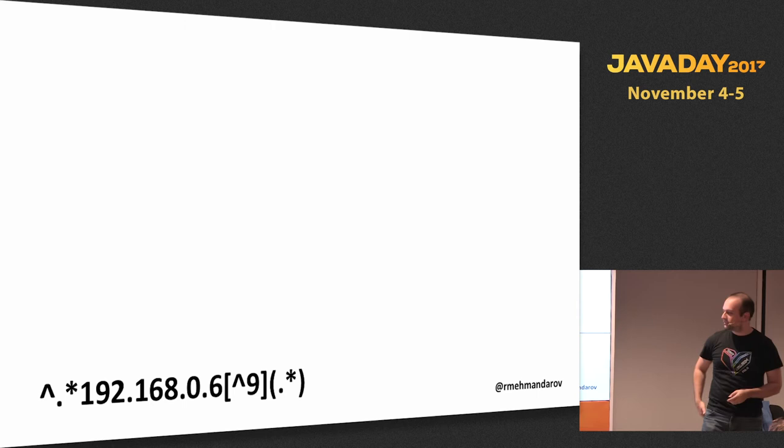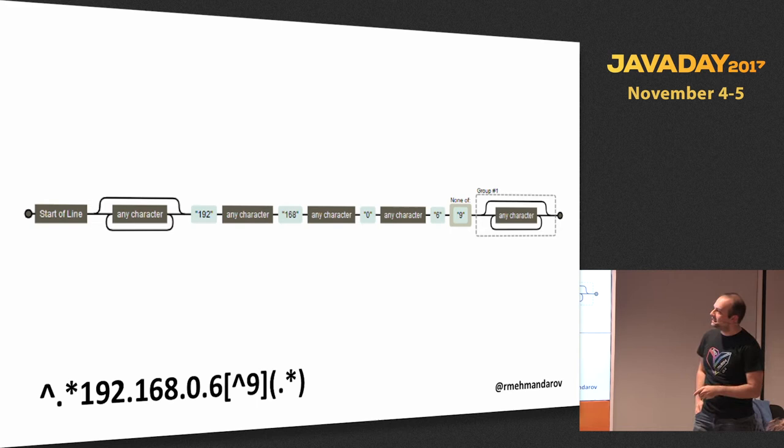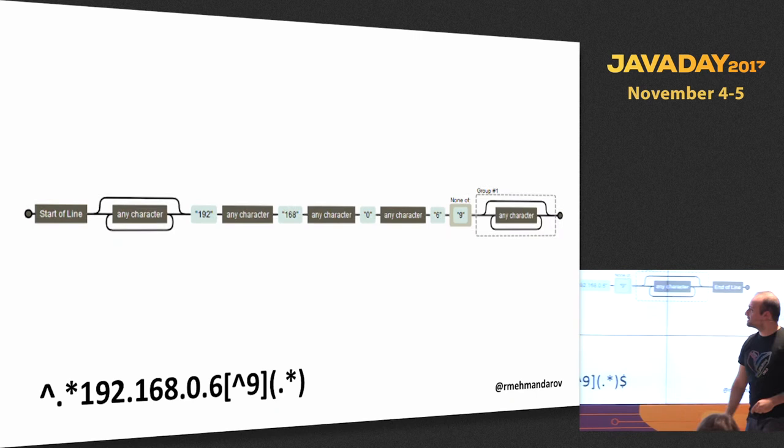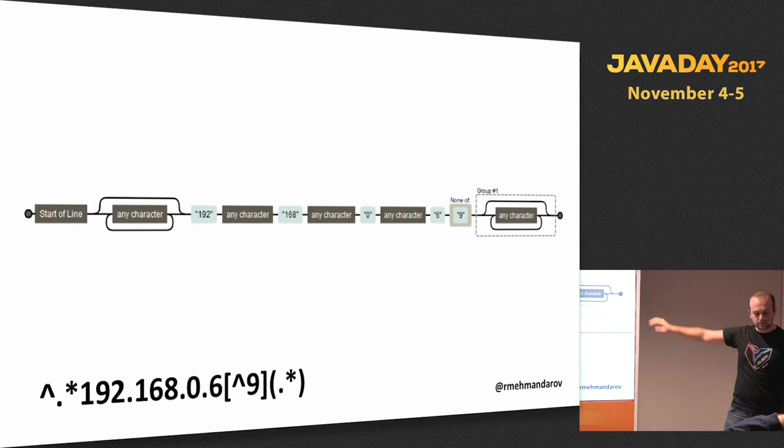See, now it's any character. If we go back again, here it was actually dots, right? 192.168 with backslashes. Without backslashes, it is like this. It says 192 any character 168 and so on. Good thing to remember. Very obvious thing, but very easy to forget.